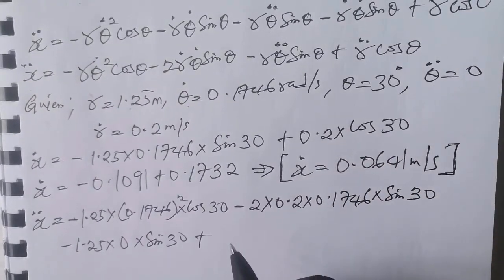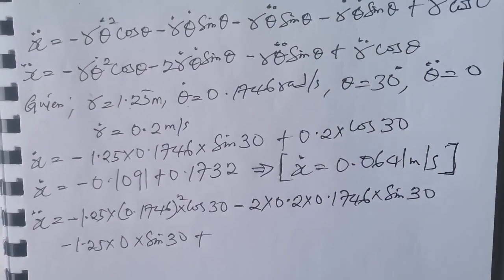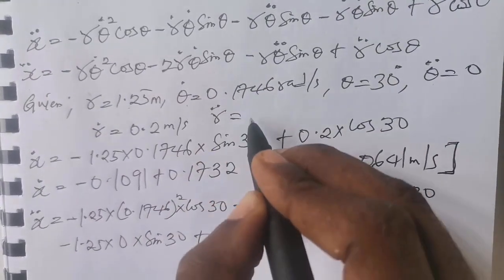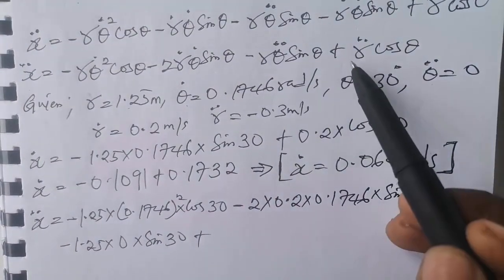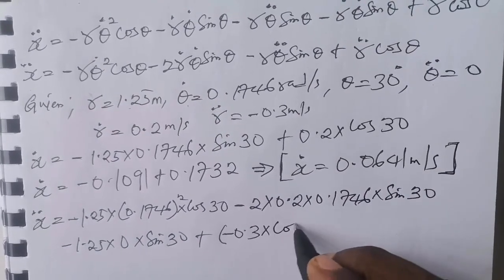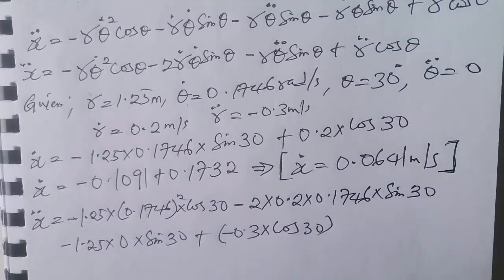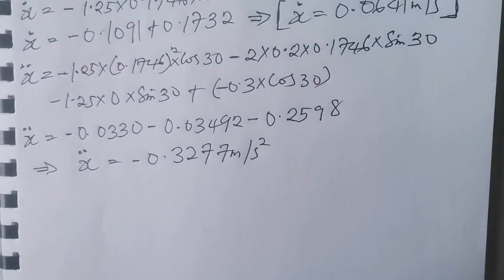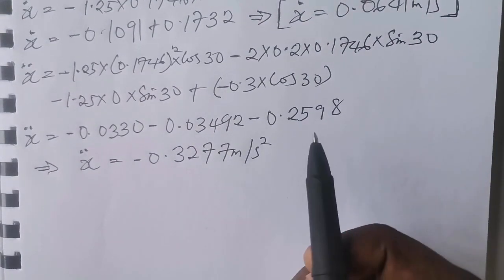So you have plus r dot dot, which was given to us in the question. We explained this earlier: r dot dot was given as negative 0.3 meters per second squared. So in place of r dot dot cos theta, r dot dot is negative 0.3 multiplied by cos theta, and theta is 30 degrees. So we simply have negative 0.3 multiplied by cos 30 degrees. Upon evaluation, we have x dot dot equal to negative 0.3277 meters per second squared.